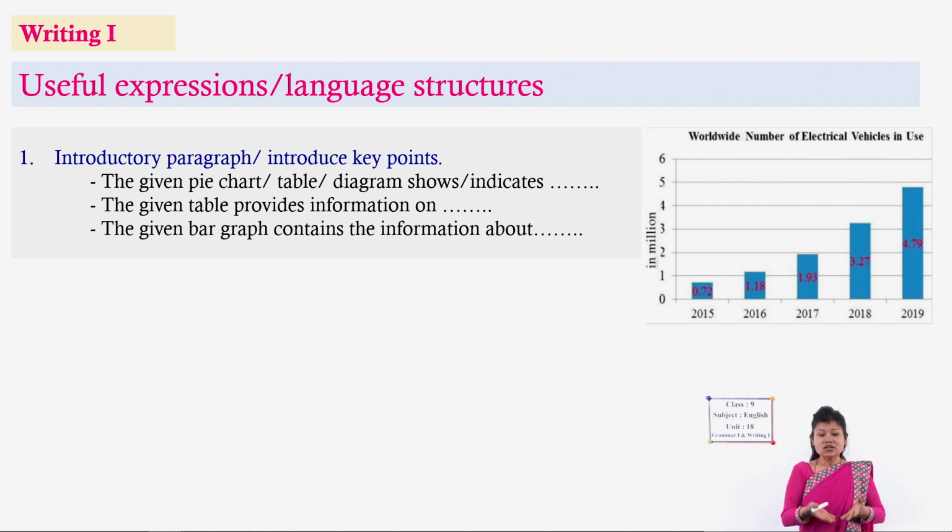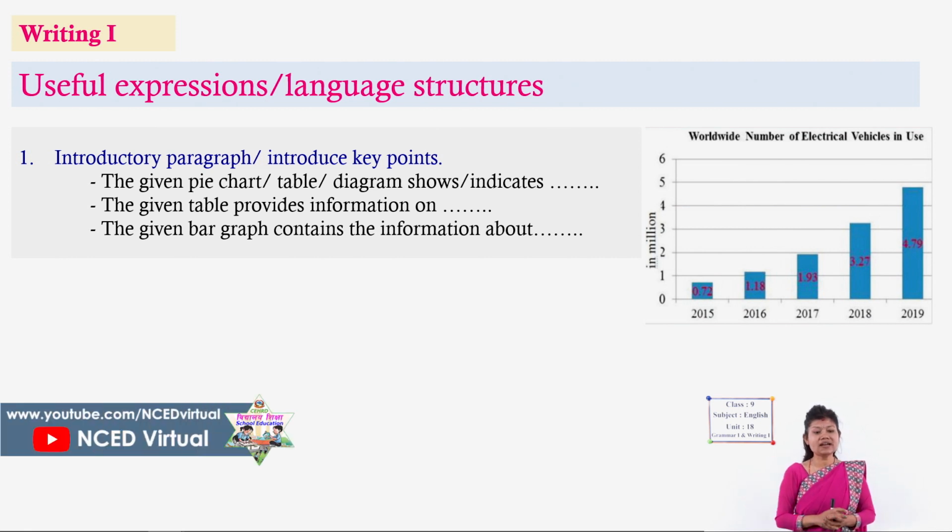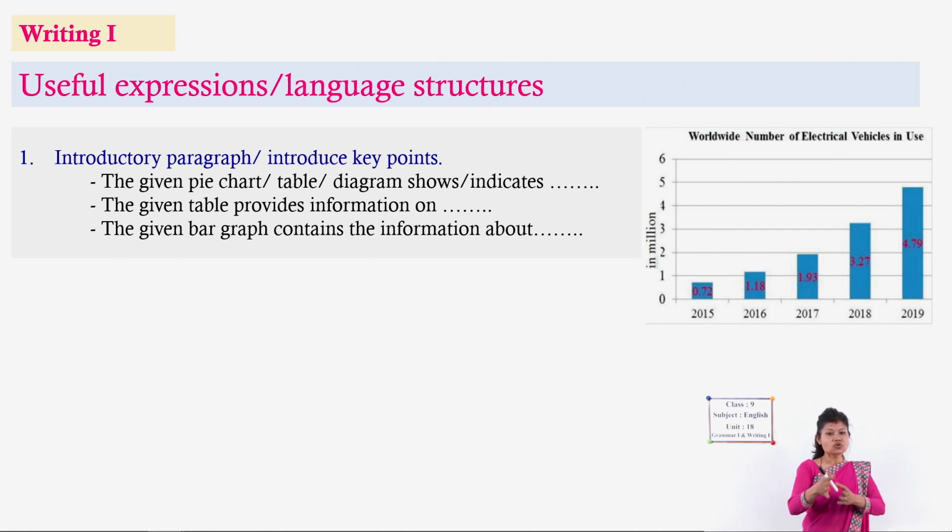Saying your name, yes. So, here also you have to introduce it using some language structure. For example, you may write: the given pie chart or table or diagram shows, or indicates, the population or the number of students reading in different classes of this school. Like this, an example only. The table provides information on, or the given paragraph contains the information about. So, can you now write the introductory paragraph of this graph, dear students?